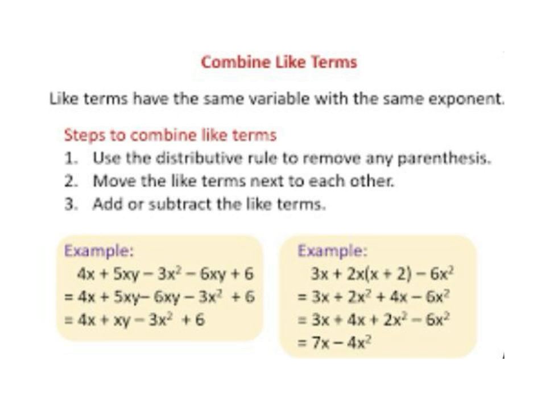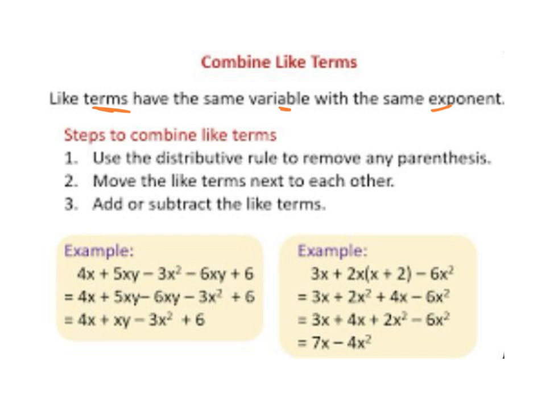So, combining like terms. Like terms have the same variable with the same exponent. Many people try to add x and x squared or x cubed. You can't do it because they don't have the same exponent. And then there are some steps.